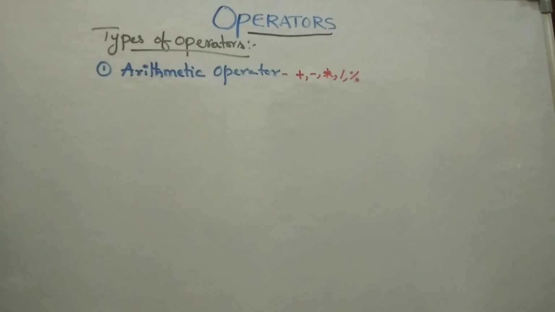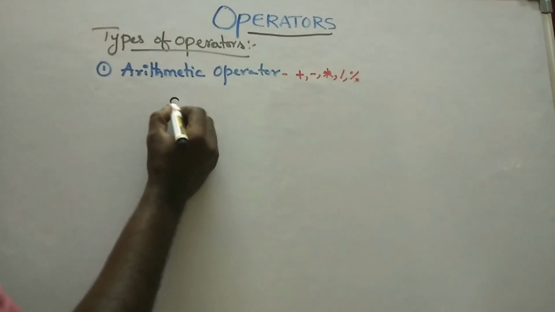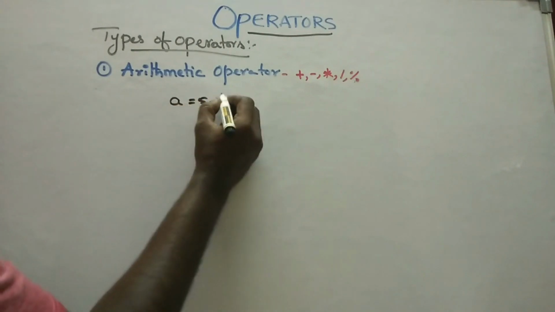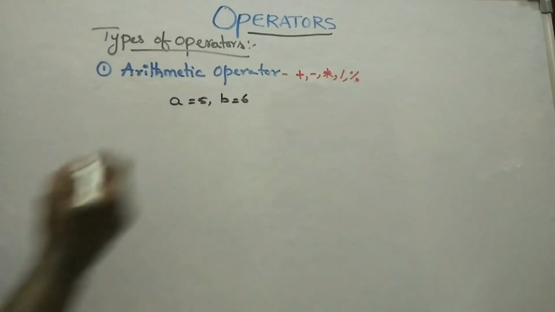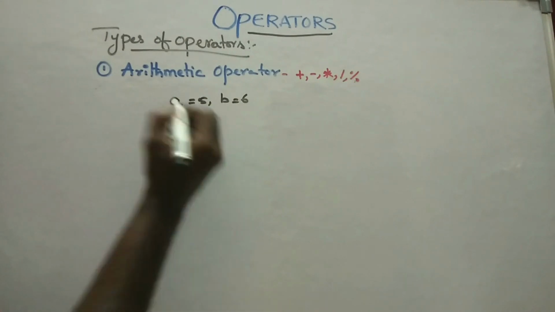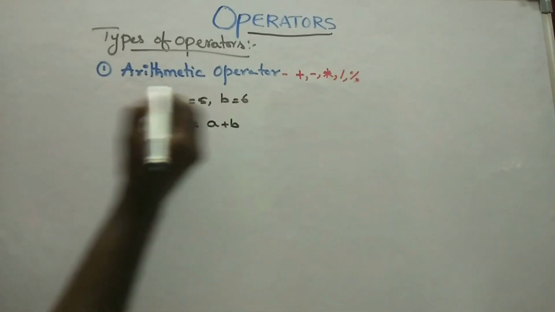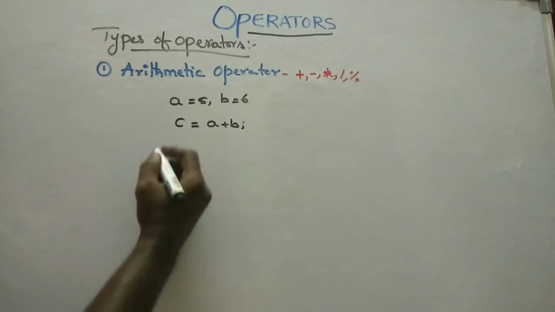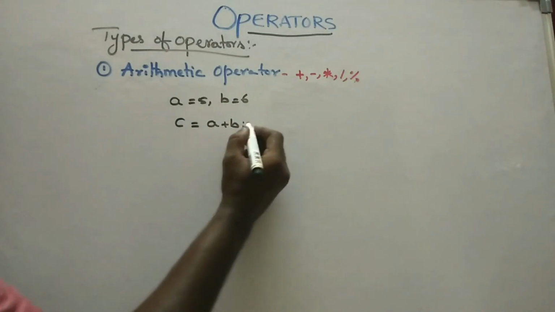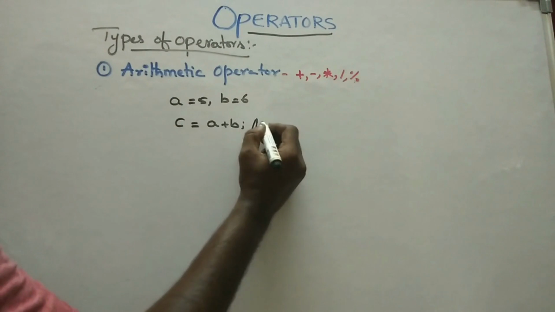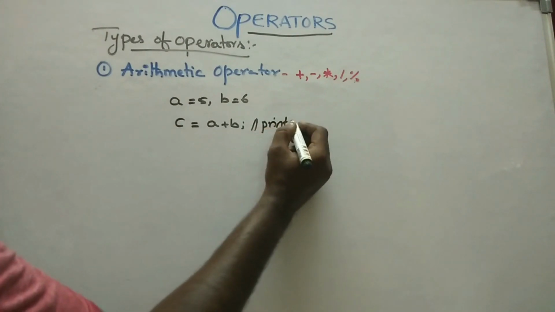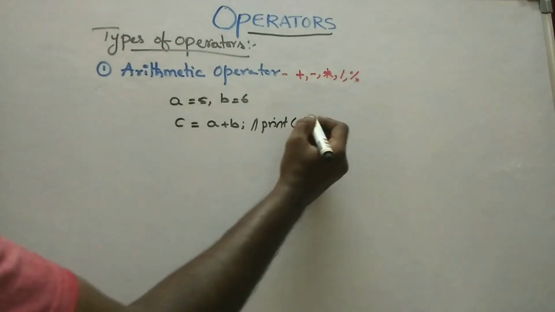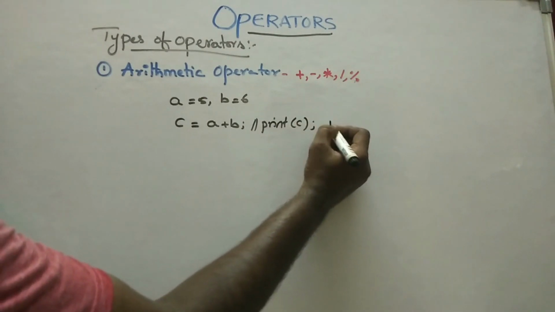Now see, what is meant by arithmetic operator? By using the arithmetic operators, we can perform all the arithmetic operations like addition. Suppose a value is 5 and b value is 6. Now I want to perform all the arithmetic operations. Suppose c equal to a plus b. Then I have to display it. If we print the value of c, the output is 11.